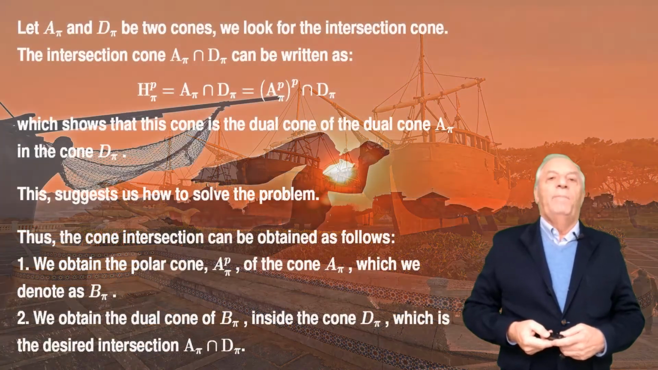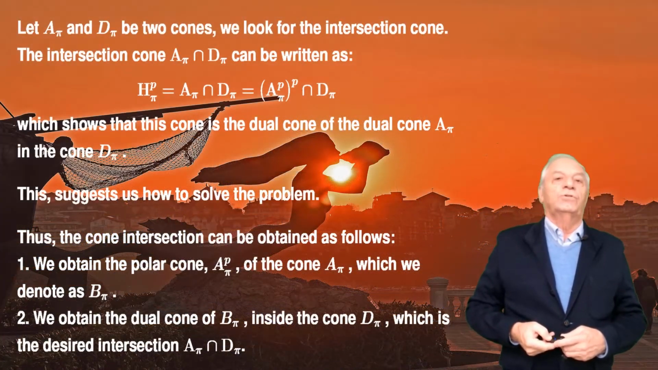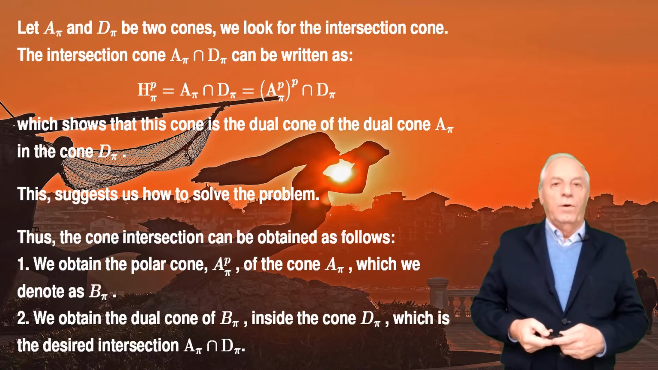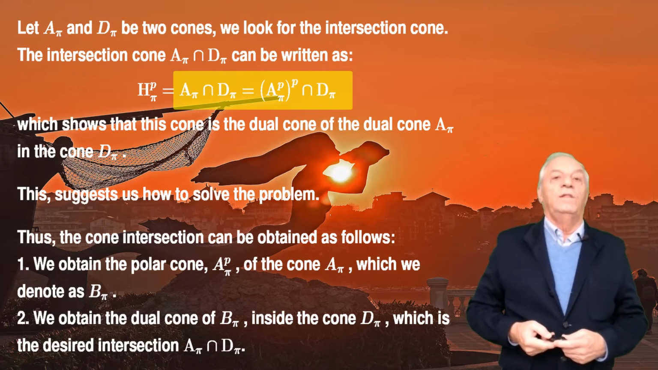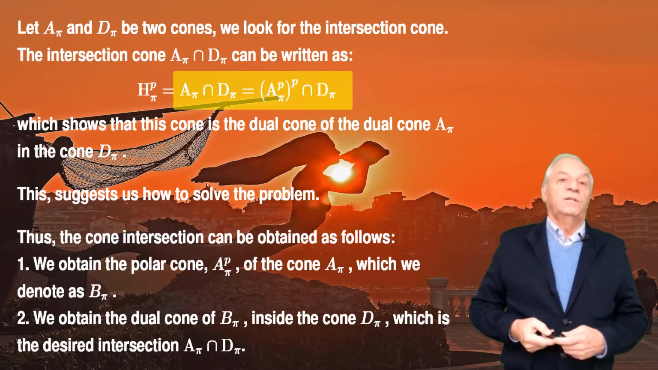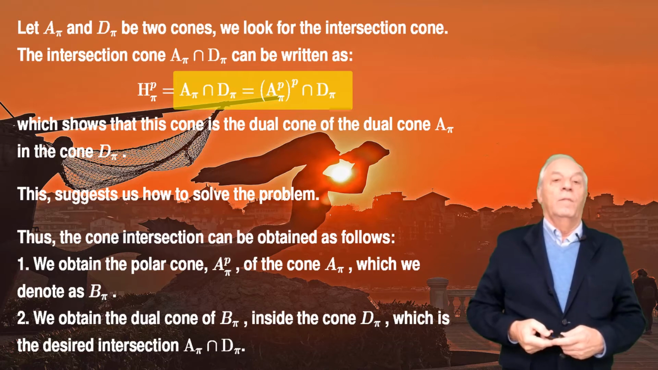Let A pi and D pi be two cones. We look for the intersection cone. The intersection cone can be written as indicated in the slide, which shows that this cone is the dual cone of the dual cone in the cone D pi. This suggests to us how to solve the problem.